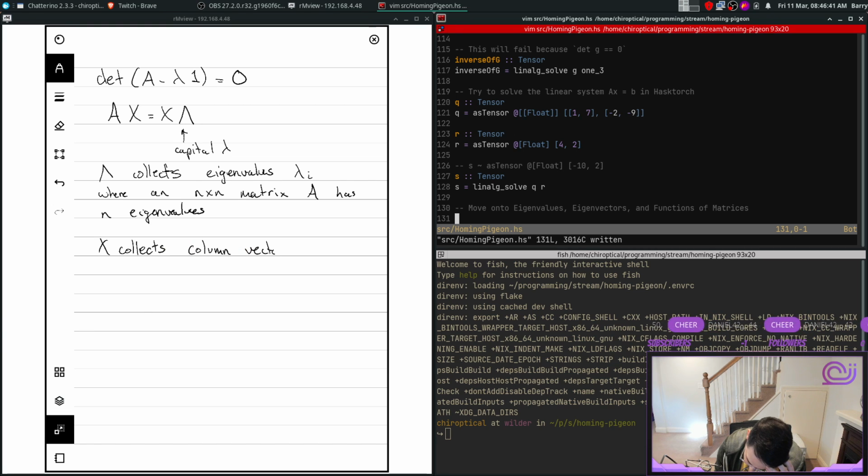Column vectors of eigenvectors. Sounds weird to say column vectors of eigenvectors. So let's say it collects eigenvectors in columns. That would probably be a way easier way to say that. Eigenvectors along its columns, where there are n eigenvectors.